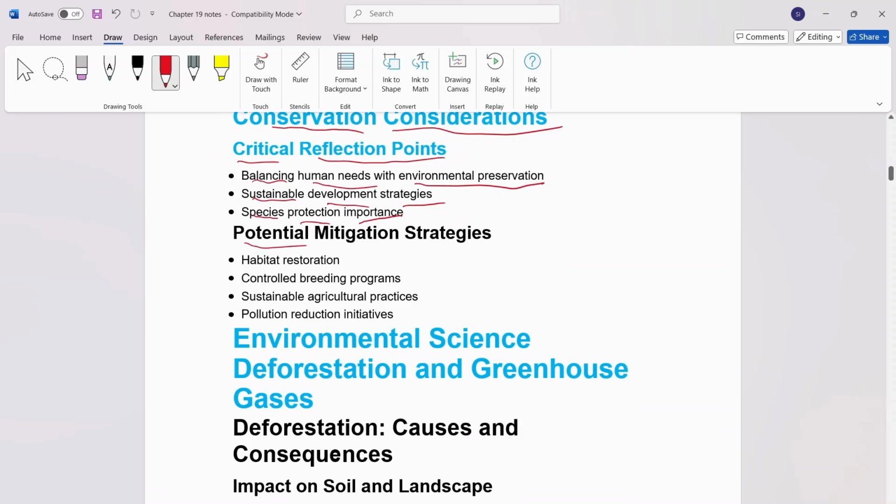Alright, next is potential mitigation strategies. Habitat restoration, learn at least 2 to 3 out of these, very important from an exam perspective. Okay, so potential mitigation strategies include habitat restoration, controlled breeding programs, sustainable agricultural practices, pollution reduction initiatives.